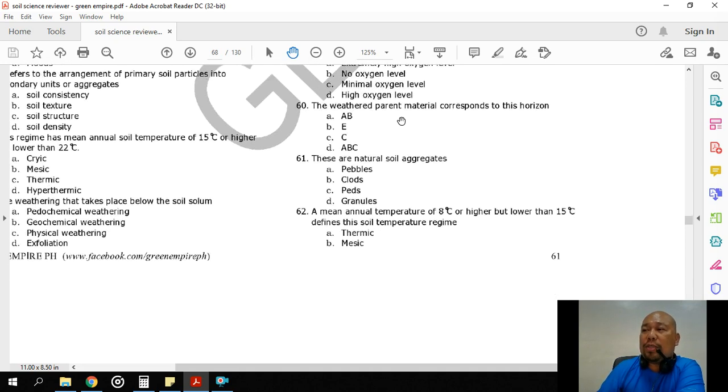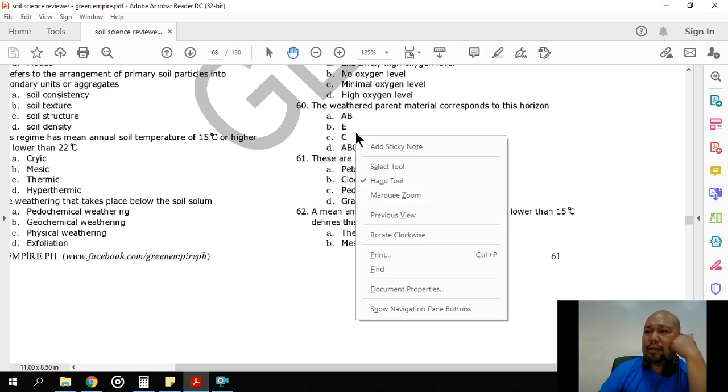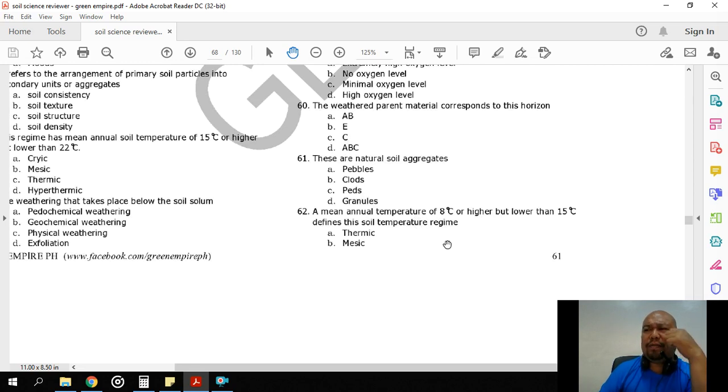Number 60. The weathered parent material corresponds to this horizon. Okay, weathered parent material. The description is lacking, but what I do remember is that on top, normally, if an organic horizon is present, that would be O. If not, it will be A. As for the weathered parent, I think it would be... well, there are many possible answers. It could be both A and B, or A, B, and C. A and B are more weathered because they are close to the surface. C is the unconsolidated parent material. Okay, we won't dwell on this. We will just leave that out.